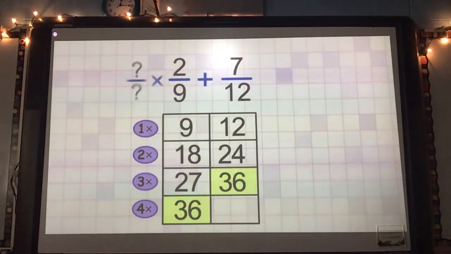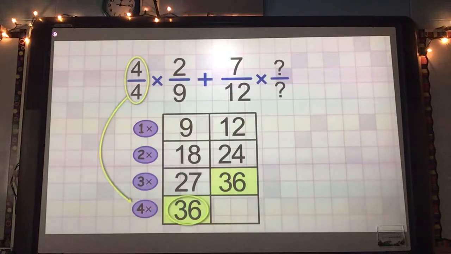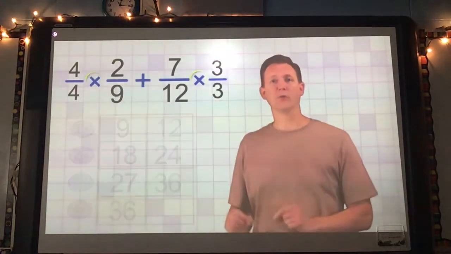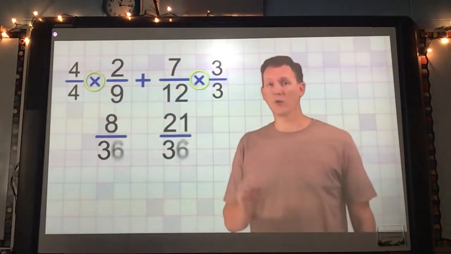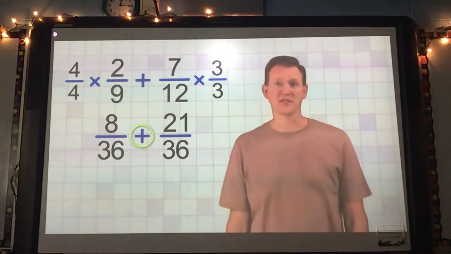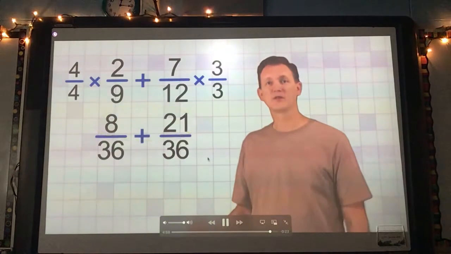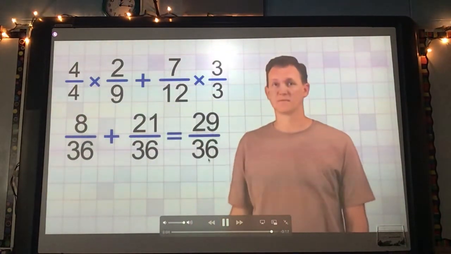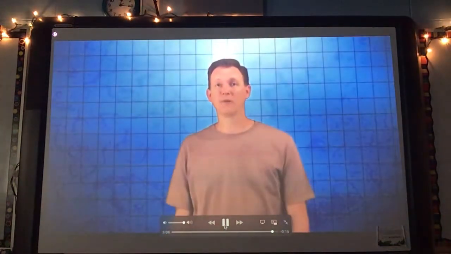Now let's figure out which whole fractions we need to use to make our fractions have that denominator. We use 4 over 4 for our first unlike fraction, since 4 times 9 was 36. And we use 3 over 3 for our second unlike fraction, because 3 times 12 was 36. There. Now when we multiply, we get two new but equivalent fractions that have a common denominator. Now we can add them with our simple procedure. On the top, 8 plus 21 equals 29, and we keep the same bottom number, 36. So that's how you use the least common denominator method.